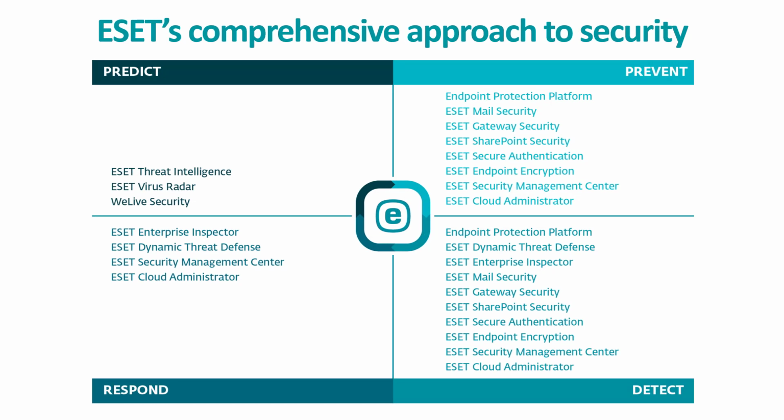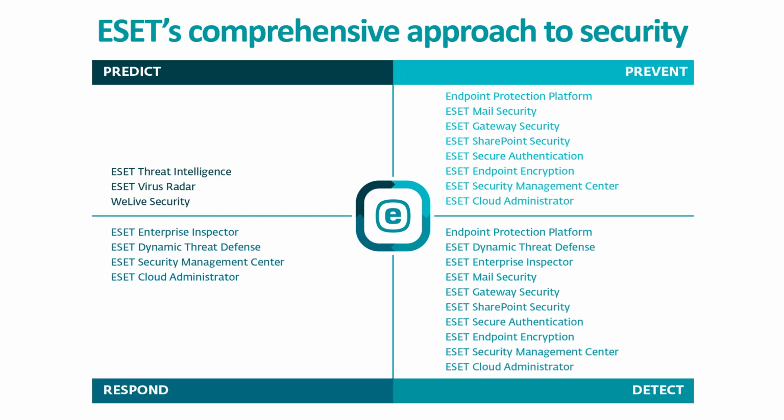In this diagram, you can see how ESET solutions map to Gartner's adaptive security architecture. In the prevent and detect quadrants, ESET provides proactive prevention via our advanced layered scanning approach for solid anti-malware and endpoint security. We also offer our EDR solution, ESET Enterprise Inspector, our MFA solution, ESET Secure Authentication, and our encryption solutions, ESET Endpoint Encryption and ESET Full Disk Encryption.